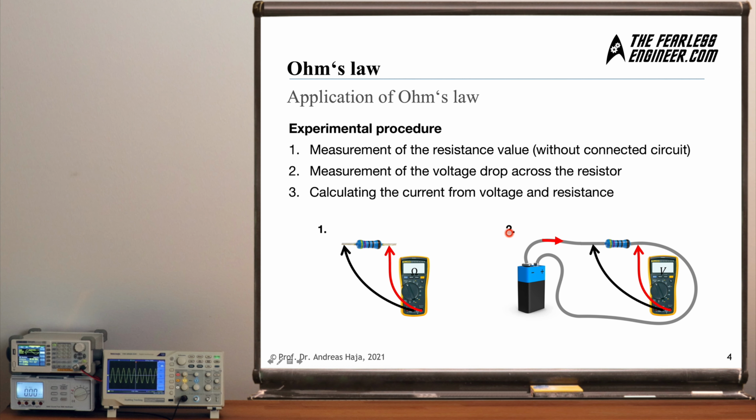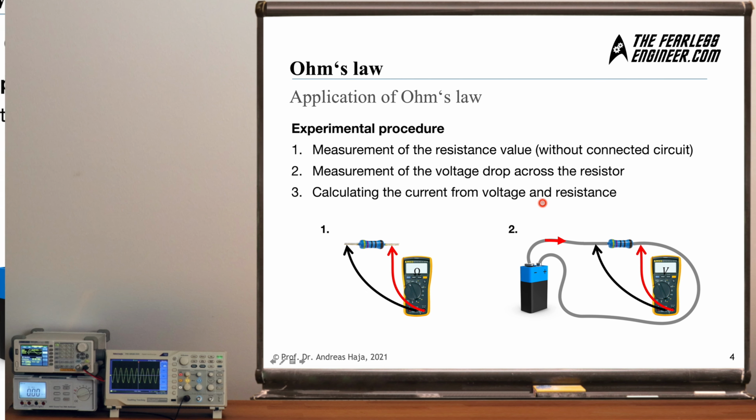Secondly, we're going to measure the voltage drop across the resistor, which can be done in the fully connected circuit. In this circuit, we're going to connect a battery to the resistor in a closed loop, no other branches, only a resistor directly connected to a battery. If we then connect the multimeter to both the input and the output side of the resistor, we can directly measure the voltage drop. And by using these two values, the resistance value and the voltage drop given a power source, we can calculate the current from both these measurements using Ohm's law.